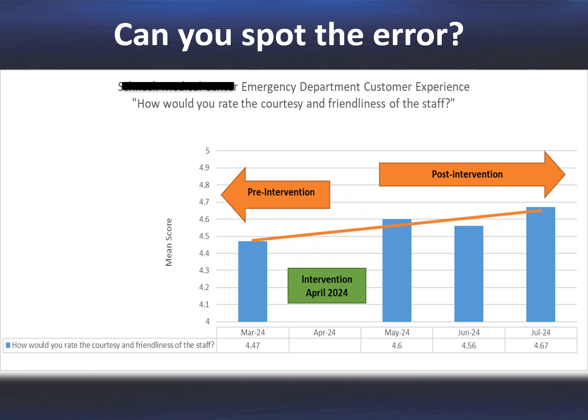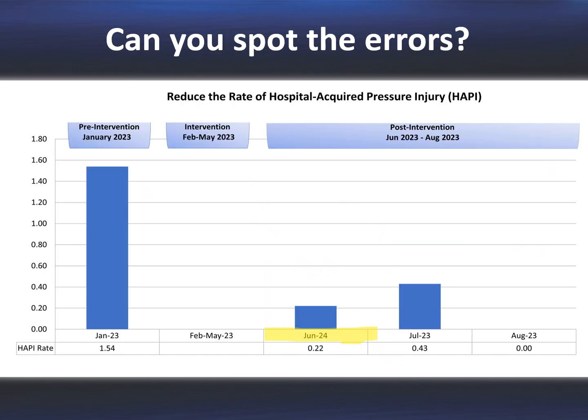Let's look at another one that has errors. Can you spot the error here? So you'll see that, as we discussed in the last slide, the graph is not labeled correctly, doesn't have all the requirements, lacks the number, lacks the location. There's no label on the y-axis.